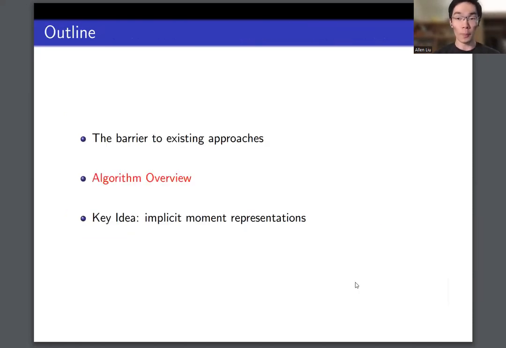Okay, so now I'll move on and talk about our approach. First I'll overview at a very high level how our algorithm works, and I'll delve into the key idea about how we get around this quasi-polynomial time barrier.